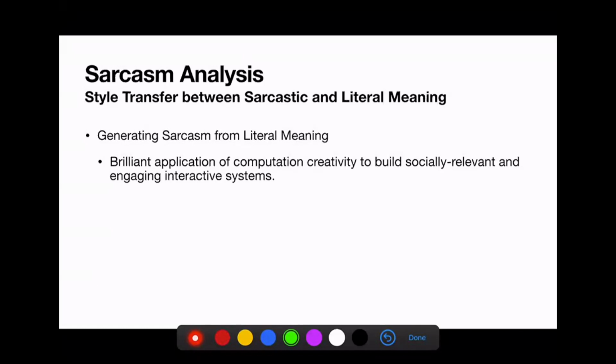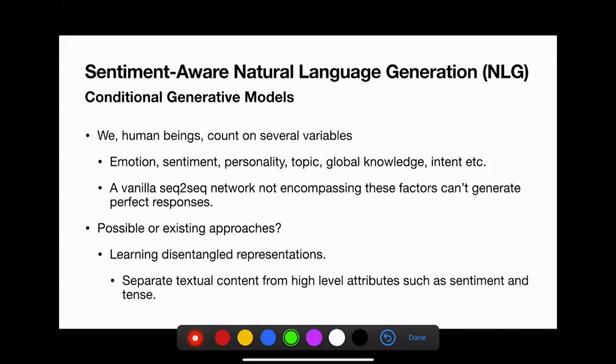Okay, now sentiment-aware natural language generation, another important topic. It has two subtopics. One is conditional generative models, and another is sentiment-aware conversation generation.